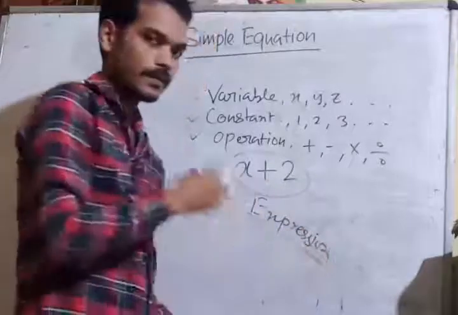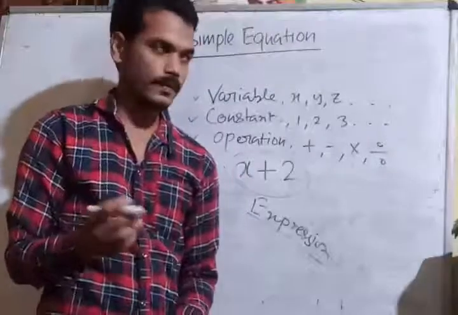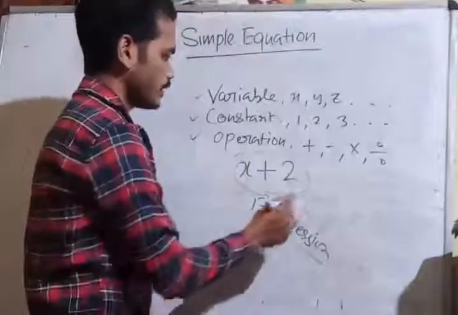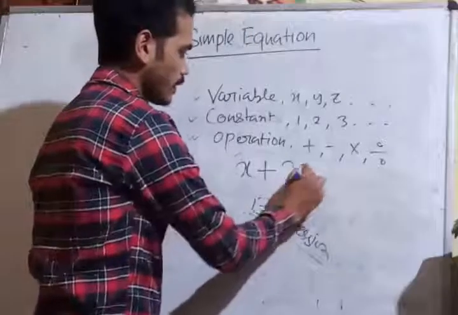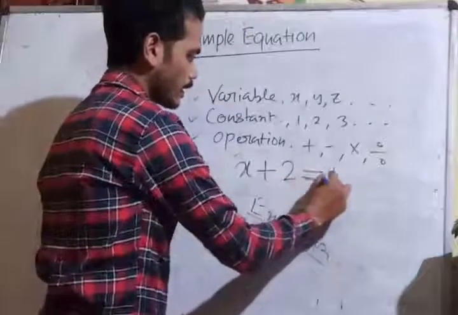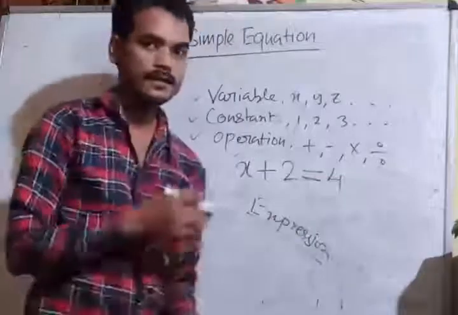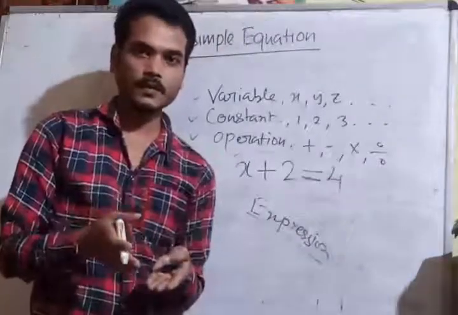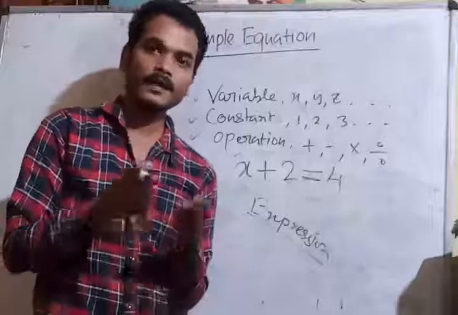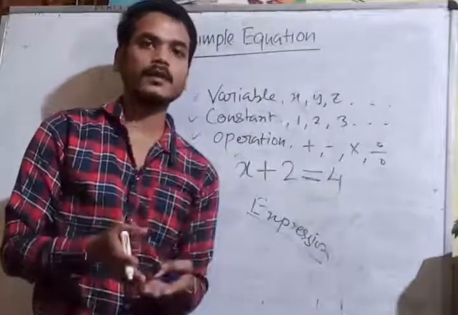Now from this expression to an equation, this is very simple. You only need one equal sign. Now in this expression, if I give one equal sign, and then suppose I write here 4, this expression becomes an equation. What is the difference between equation and expression? In an equation you will have one equal sign also.